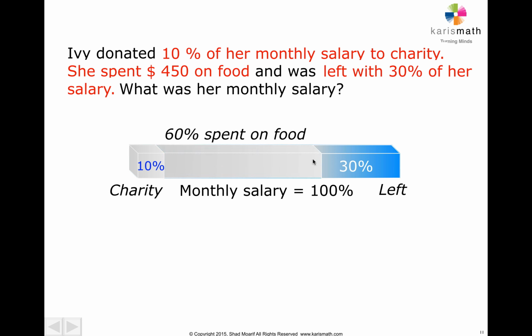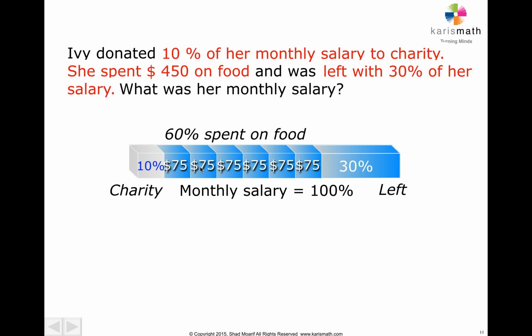So this must be 60%, because if this is 10%, this is 30%, that's 40% that's accounted for right there. 10% gone to charity, 30% left, that's 40%, which means 60% must have been spent on food. So this 60% happens to be $450.